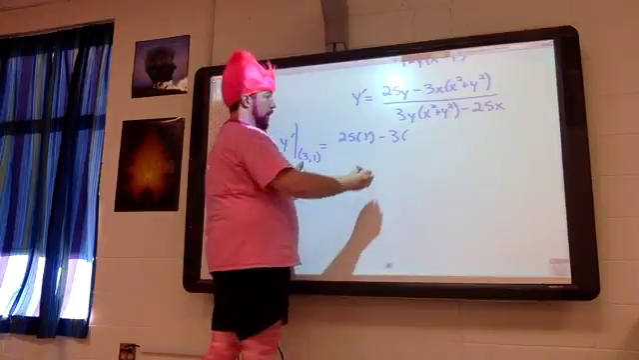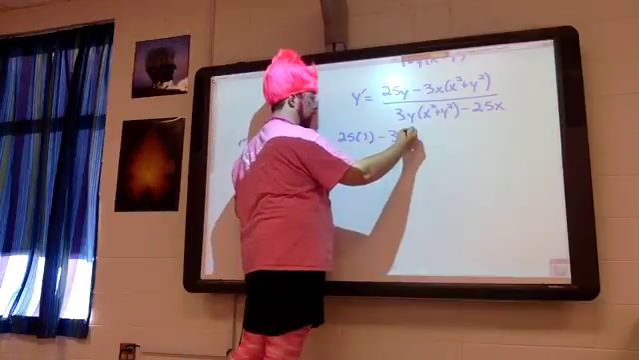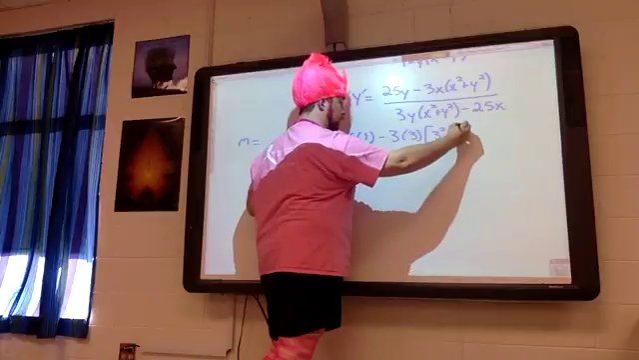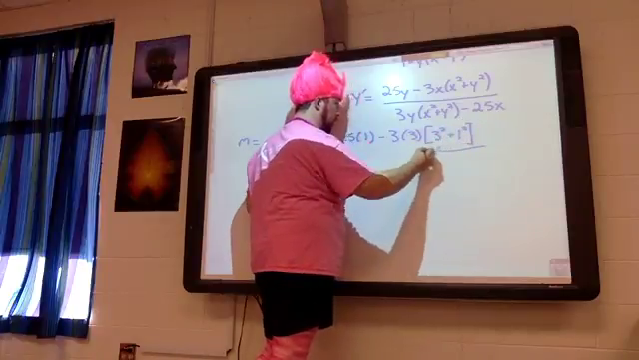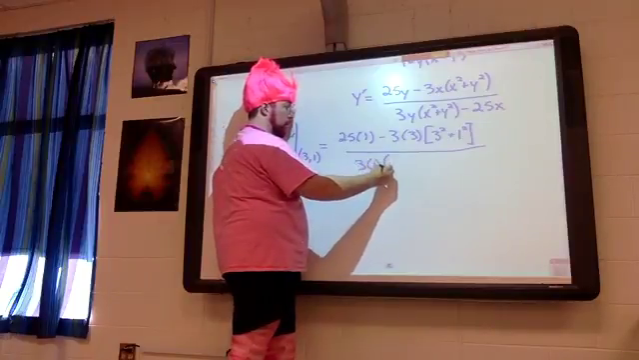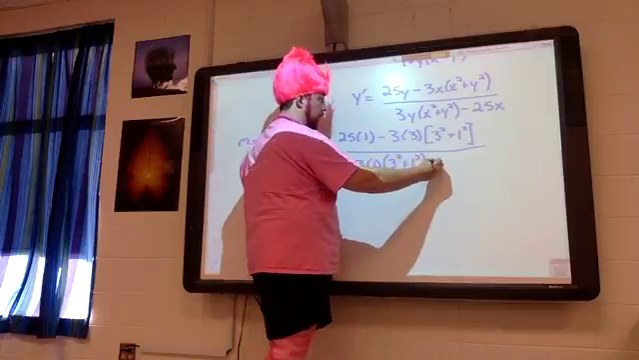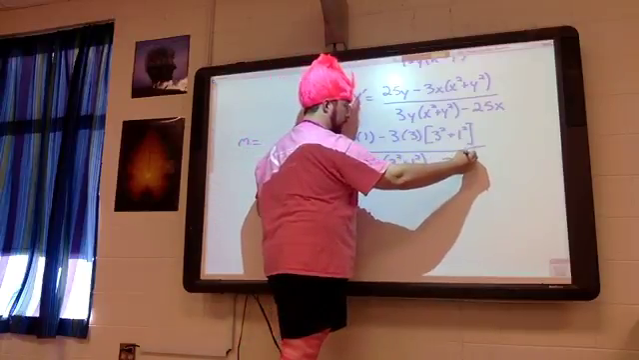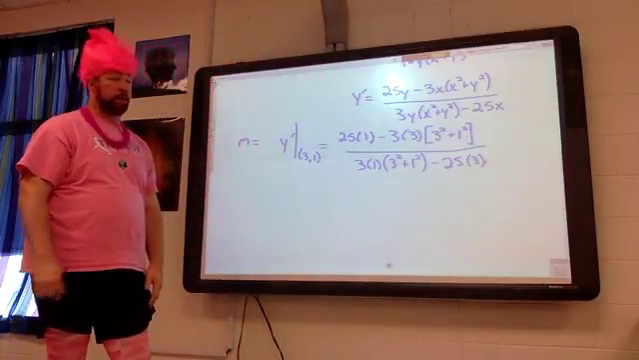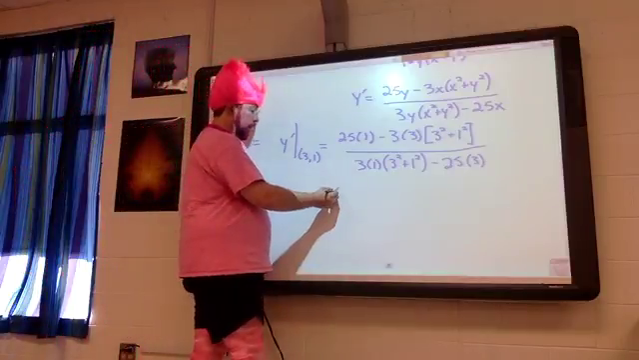Minus 3 times our x, which is 3, times 3 squared plus 1 squared, divided by 3 times our y, which is 1, times 3 squared plus 1 squared, minus 25 times our x, which was 3. All right, now it looks like it's just a horrible problem that somebody will put on Facebook and say, hey, can you solve this? All right, and we can.